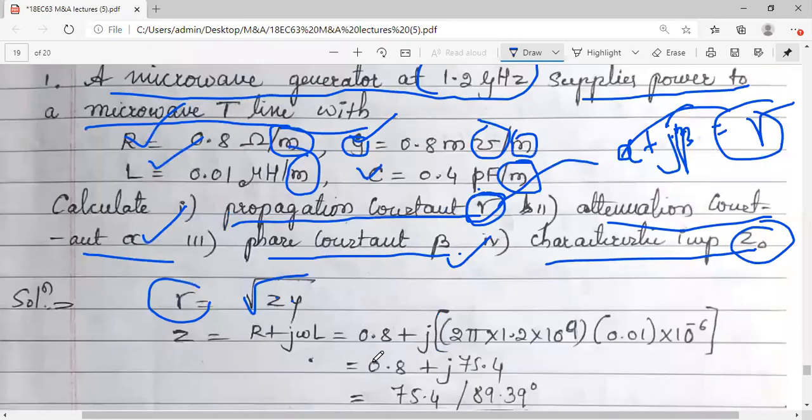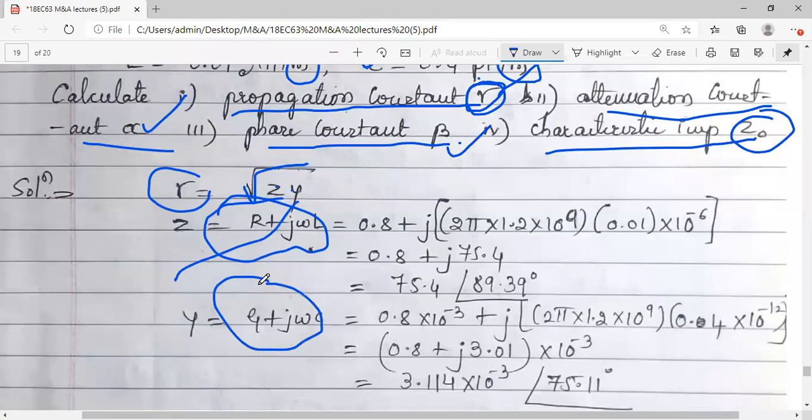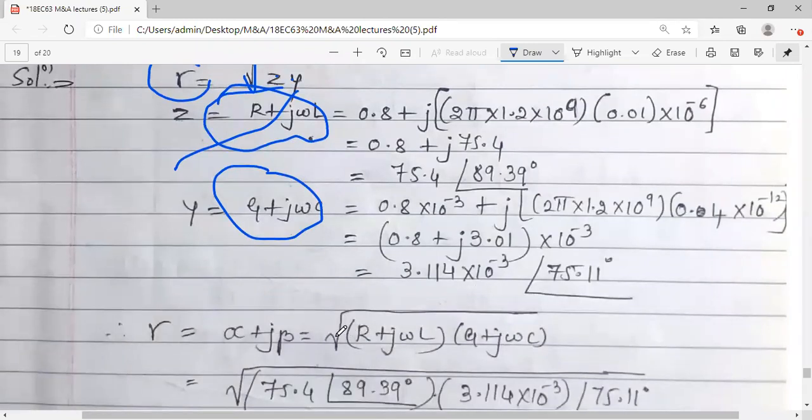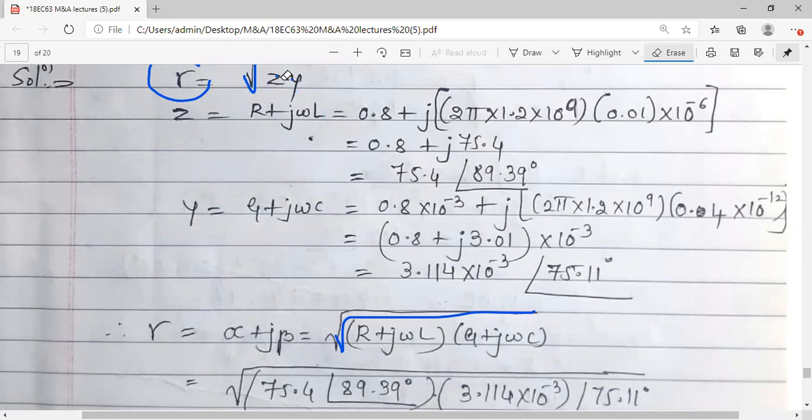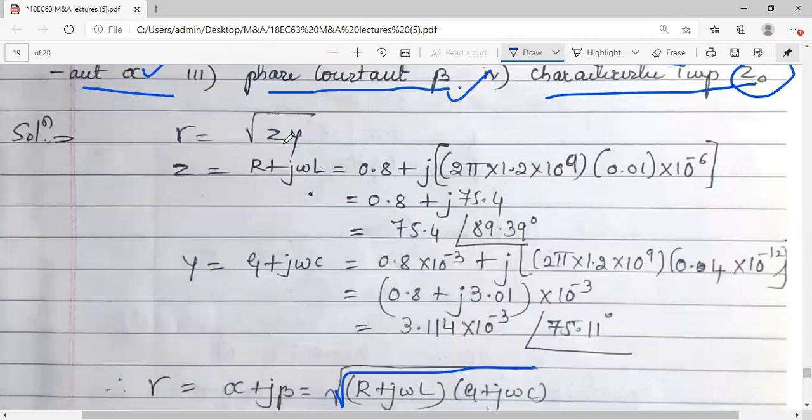Instead of writing all together at once, as Z has real and imaginary parts, and Y also has real and imaginary parts, I have calculated them separately first, and then I will take the square root of them both. It will make things easy. Otherwise, you can take all at once and calculate, not a problem. Fine, so gamma is equal to this.